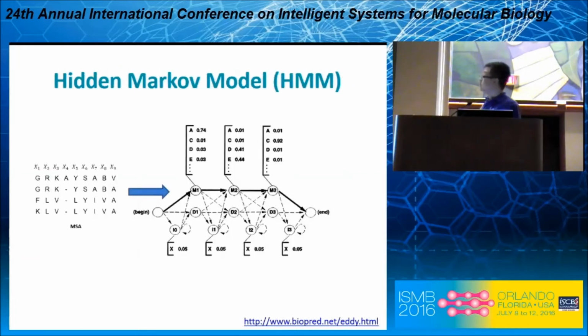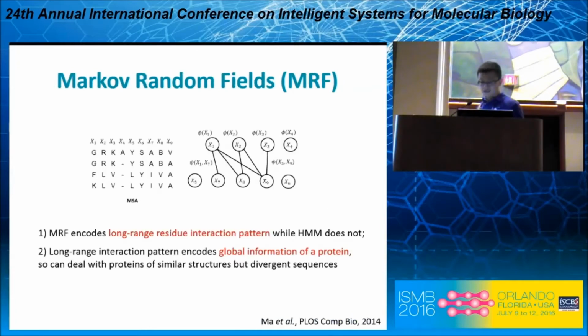Or alternatively, you can build hidden Markov models, which are supposed to capture better evolutionary information than PSSM, and then you align hidden Markov models together. And recently, people have been using Markov random field to represent protein family profiles. And Markov random field can theoretically capture long-range residue interactions. And for that, it's supposed to be better than hidden Markov model. So in our work, we tried each of these three sequence similarity matrices one by one. We didn't combine them, and I will show you results later on.